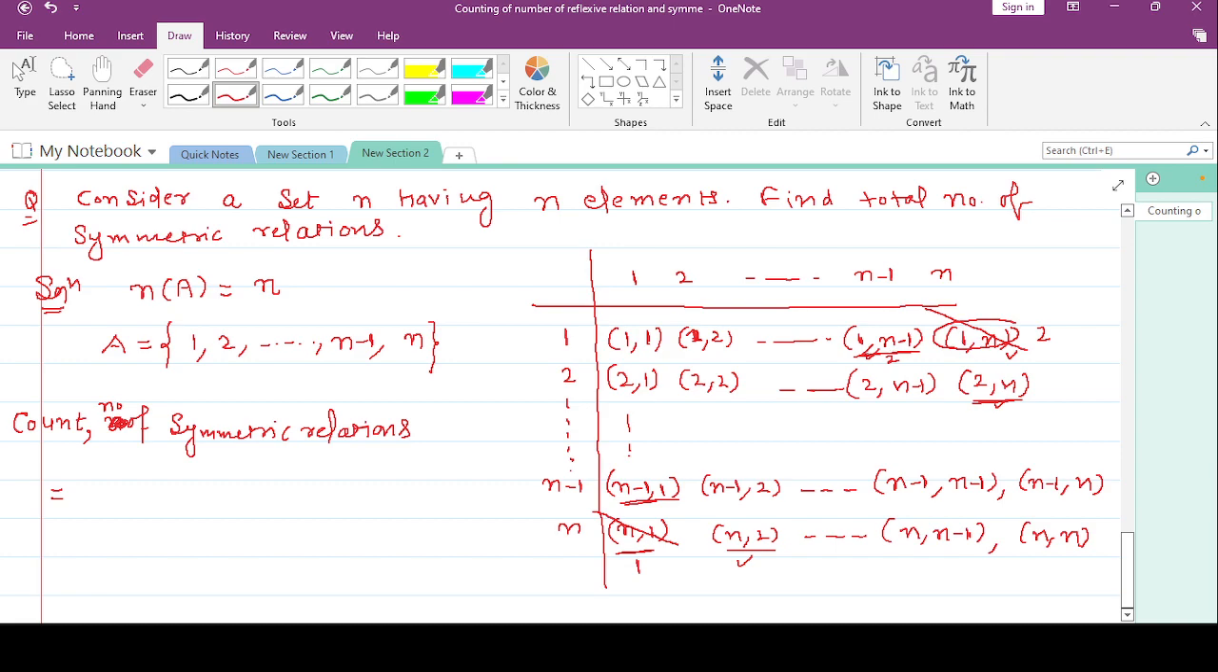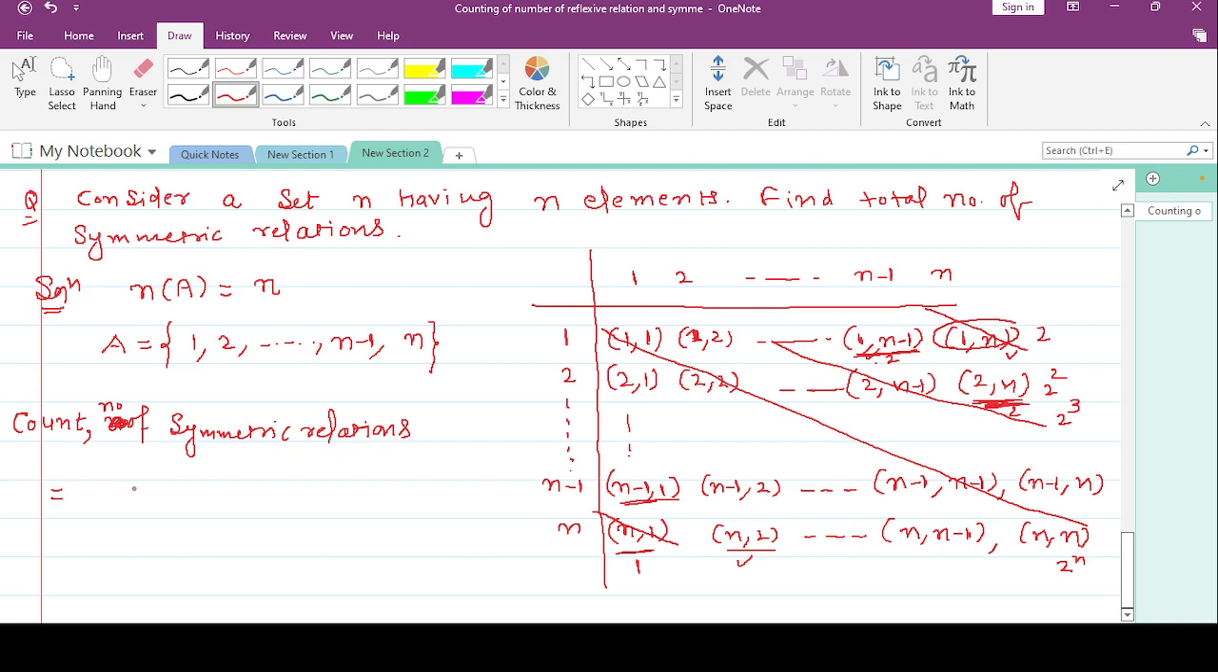Okay, so I have two options for this and two options for this. So 2 into 2 is what? It is 2 square. Likewise for the next one I have two cube options. So on the diagonal we have 2 raised to the power n options. Therefore, the elements below the diagonal automatically come in the relation.